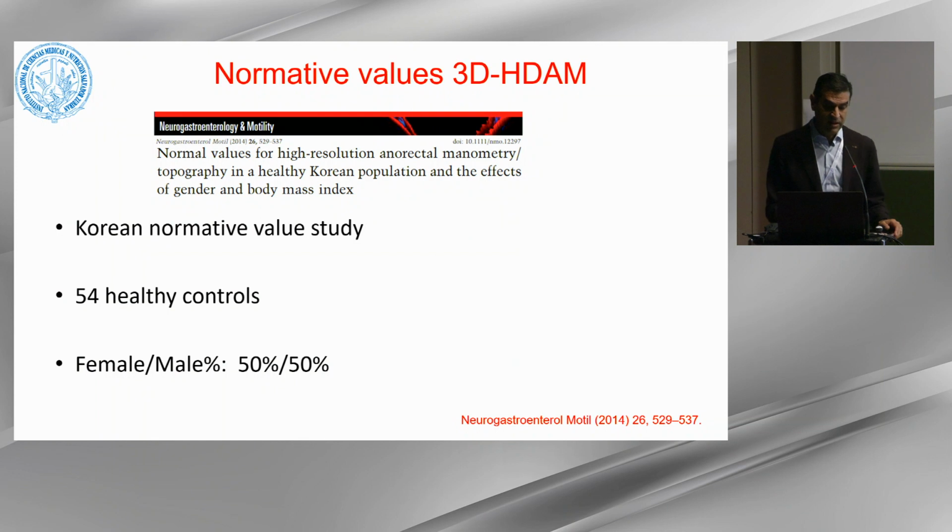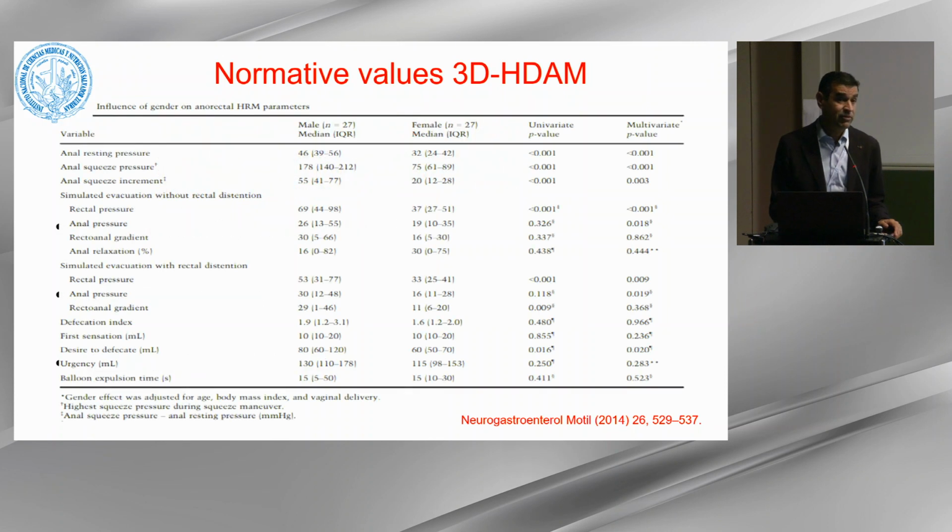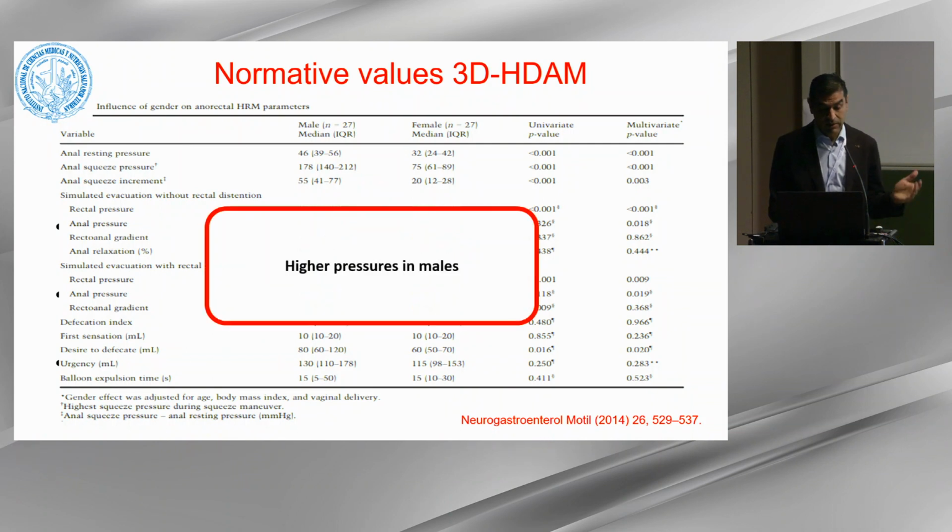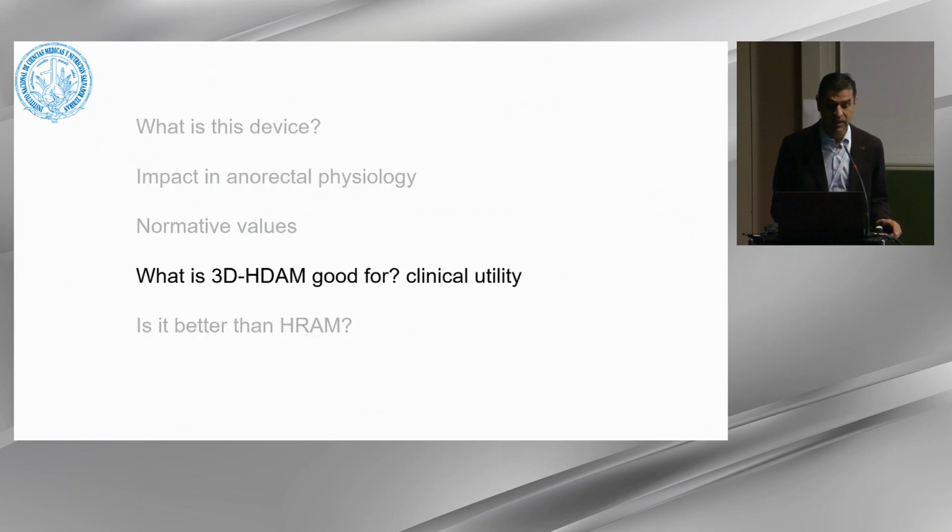Another Korean study with 54 healthy controls, half of them male, found similar results to ours, so higher pressures in the resting and the squeeze pressure, but differences in the bearing down maneuvers between males and females. So the males have higher values and also volumes for the rectal distensions and sensations.